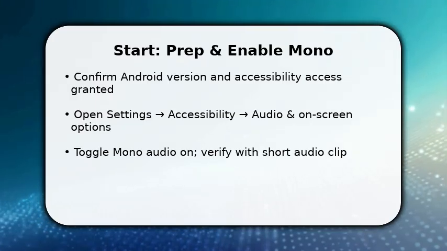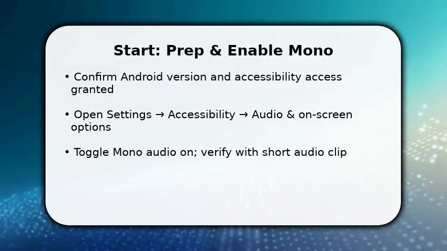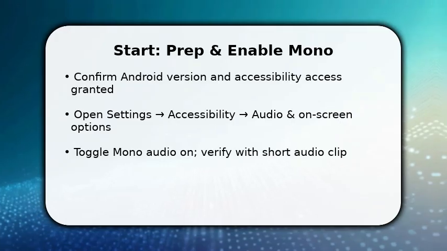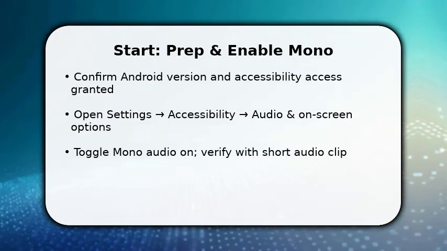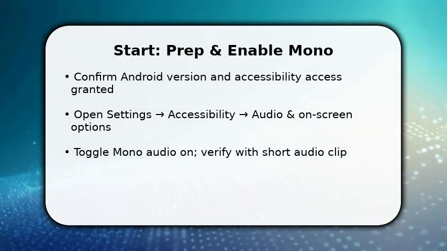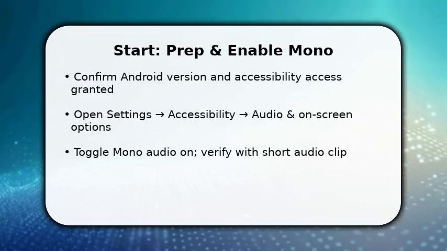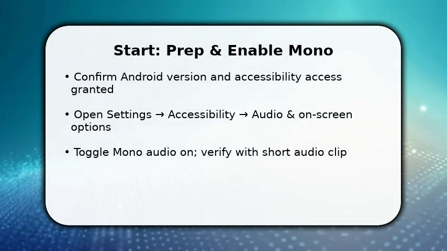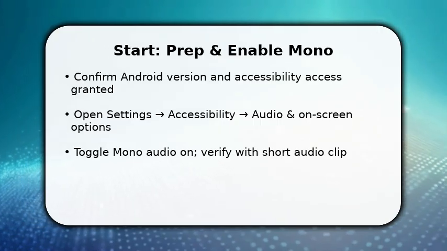You're going to turn on mono audio now so both channels play the same sound. First, confirm your Android version supports accessibility audio controls and grant any requested permissions. Next, open Settings and go directly to Accessibility. Find the Hearing or Audio section. Once there, tap Audio or Mono Audio and flip the toggle on.